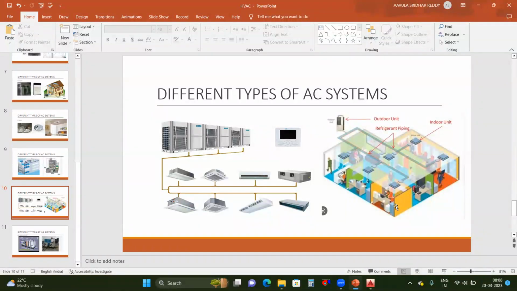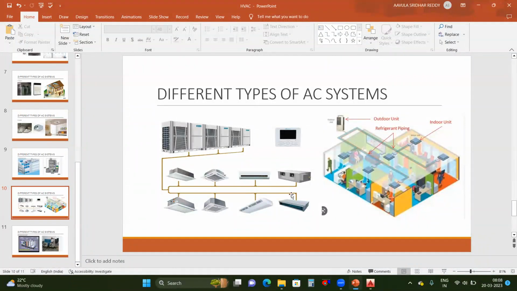So in DX system, we have one indoor and one outdoor. In VRF system, we have the advantage of multiple indoor units, but we can connect them with one outdoor unit. Okay. So these are the multiple indoor units. You can see this is the fan coil unit, cassette AC, split AC, ductable unit, fan coil unit, cassette AC, and this is also a cassette AC, one way.